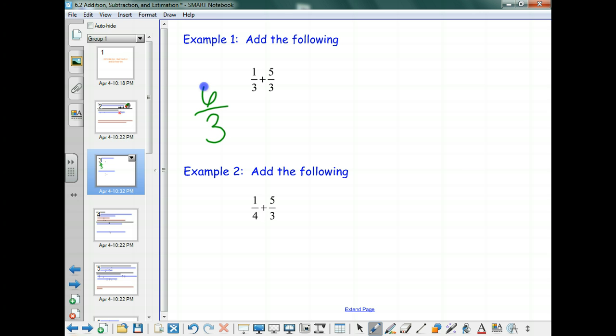Okay, does she get to leave her answer like that? No. So what is 6 over 3? That equals 2. Awesome. Thank you, Kayla. I need another volunteer.